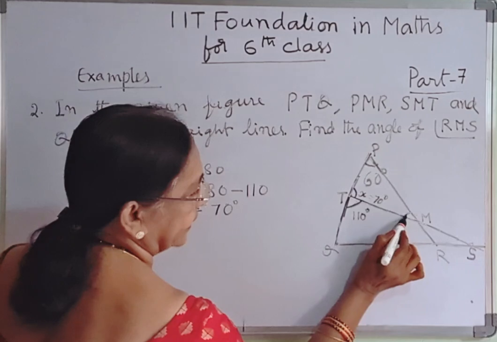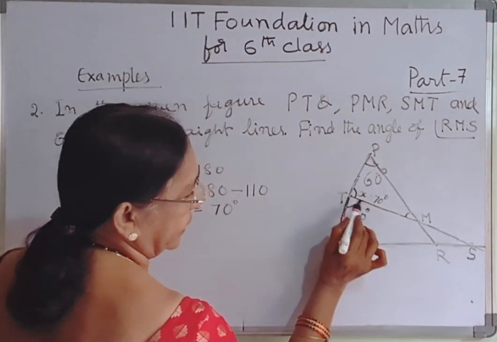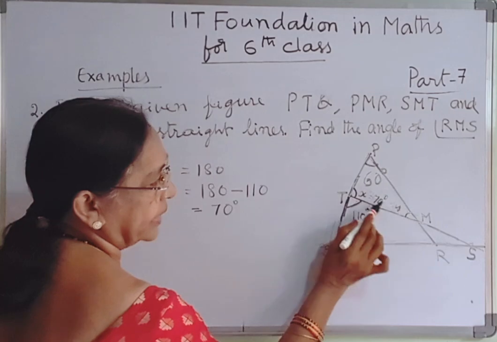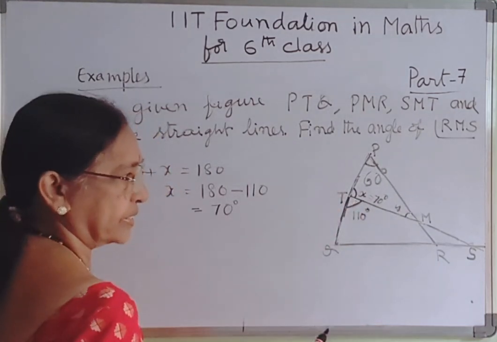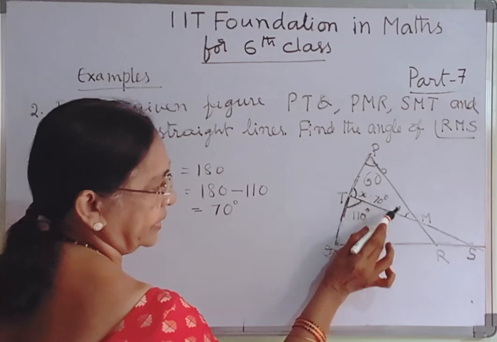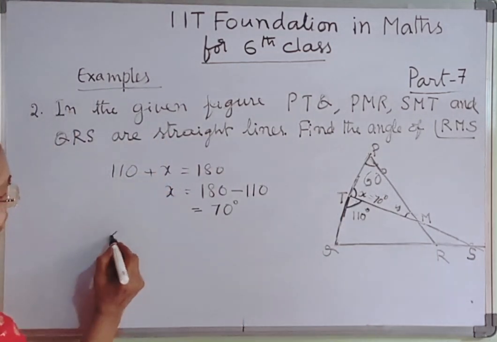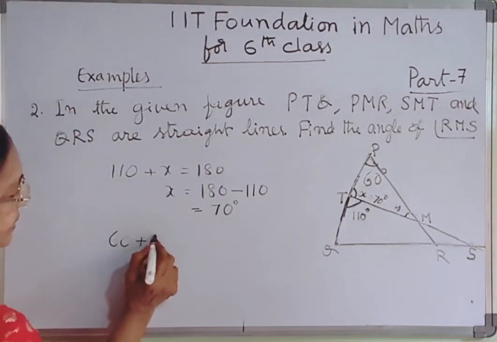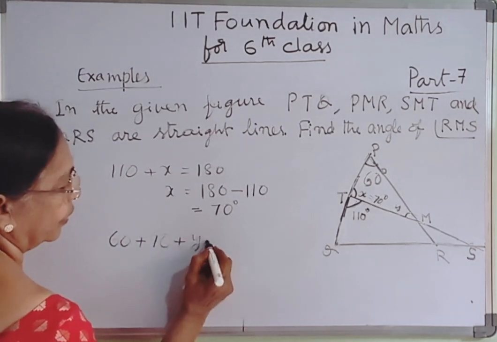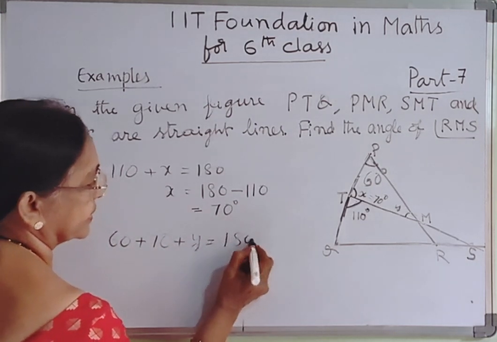So, this angle, that is angle PMT, let it be y, and the sum of the angles in a triangle is equal to 180. So, angles in this triangle are 60, y and 70. So, sum of the angles 60 plus 70 plus y is equal to 180 degrees.